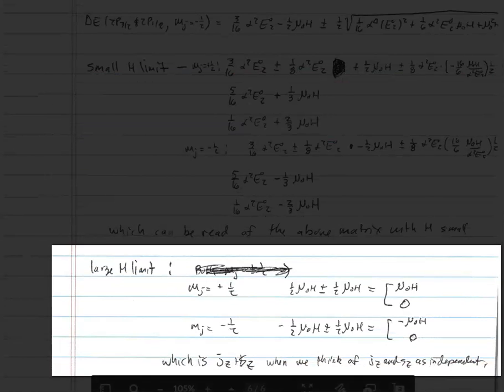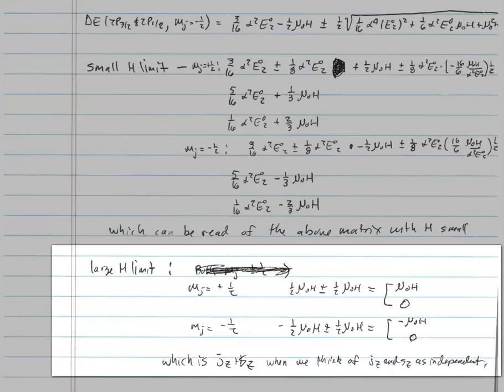The large H limit, that's when H dominates over everything else. You can just take a look at the square root of plus or minus 1/2 the square root of mu 0 H coming from that quadratic. And that means that we're going to get shifts that when mj is equal to plus a half correspond to mu 0 H, or 0. And when mj is equal to minus a half, it'll be minus mu 0 H, or 0. Interestingly, in this high H limit, not all of the degeneracy ends up getting lifted.